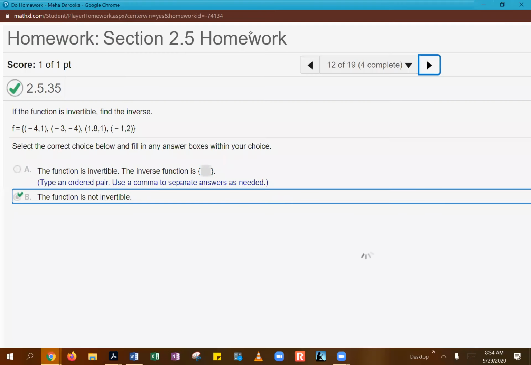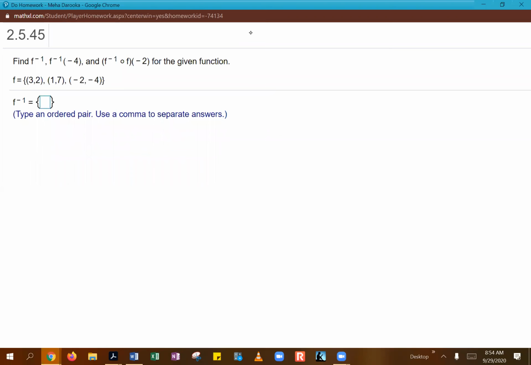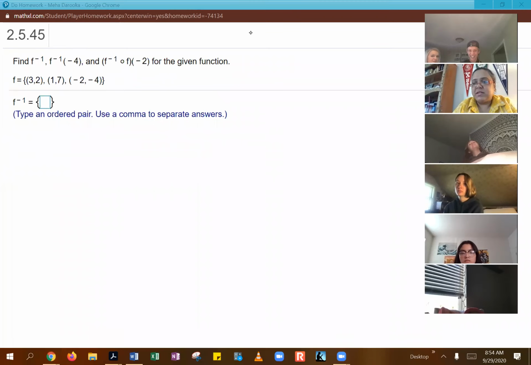All right, let's look at our next one over here. So again, you first want to check and see if this function is invertible or not, if it's 1-to-1 or not. So can we say this function is 1-to-1 or not? Okay, I'm getting a thumbs up from Teddy over there.